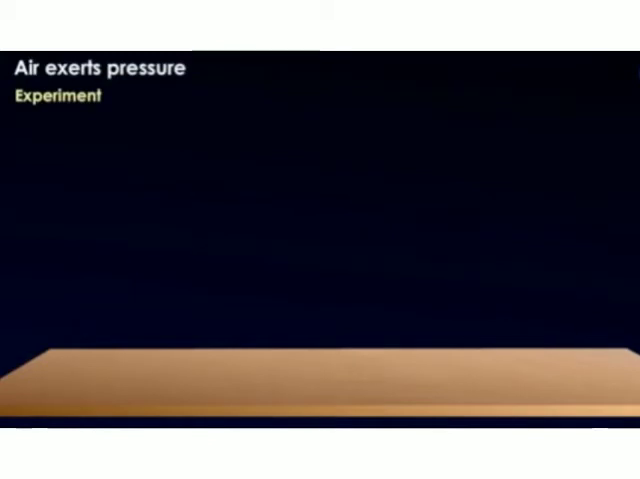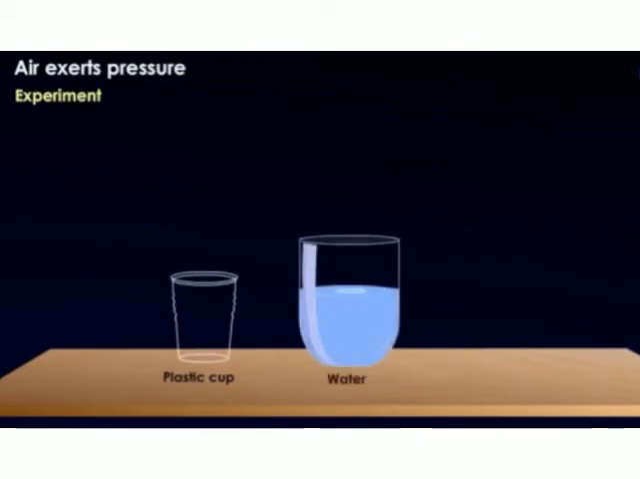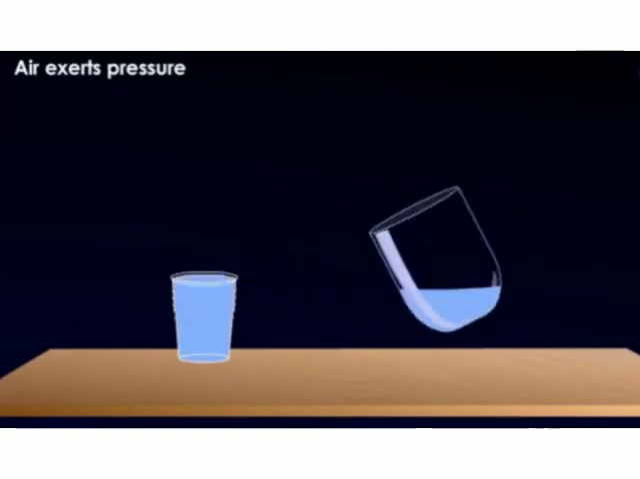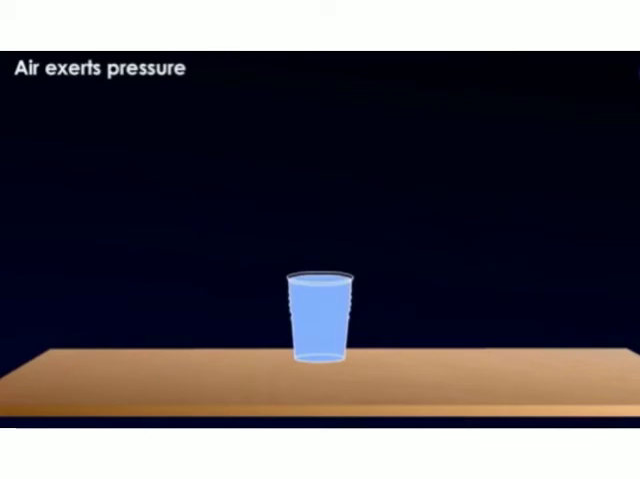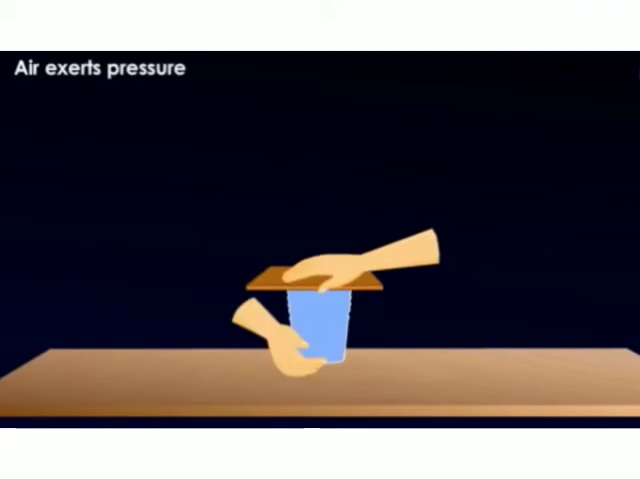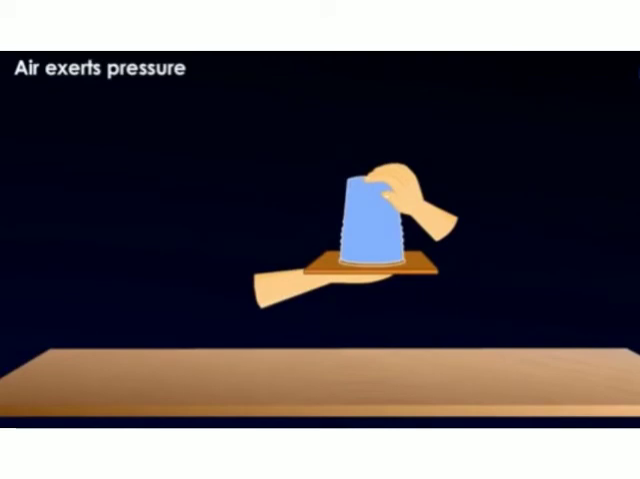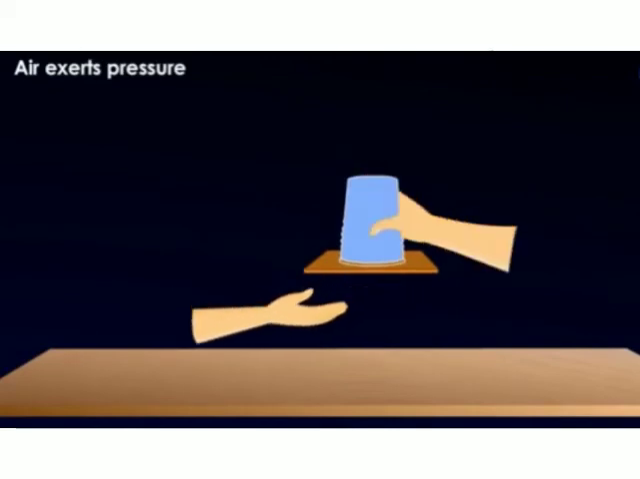For this experiment, we need a plastic cup, water, and a stiff card. Take a plastic cup and pour water in it. Keep the stiff card on the cup and press it. Turn the cup upside down over a sink. Then take your hand away from the card.